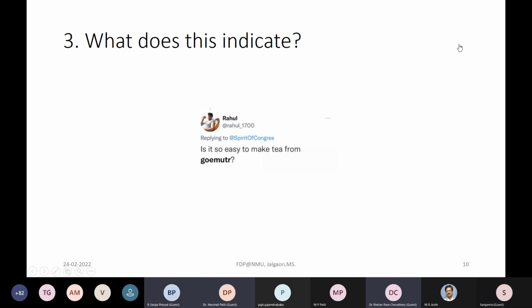Madam, slides here are not visible. Sorry? I cannot hear you. You cannot see the slides? Yes, madam. No, ma'am, it's visible. Some student is saying slides are not seen. It's just a tweet. There is no slide. It's just a tweet, and I'm asking, what does this tweet indicate?